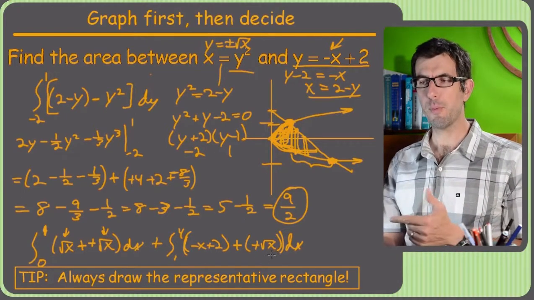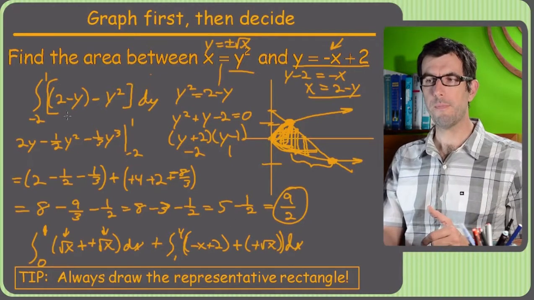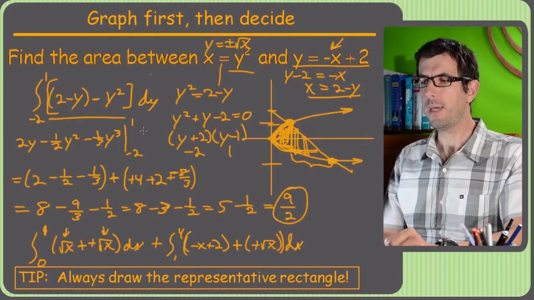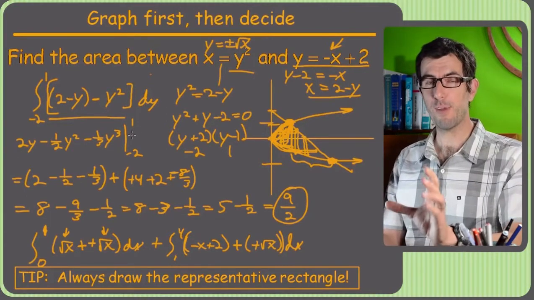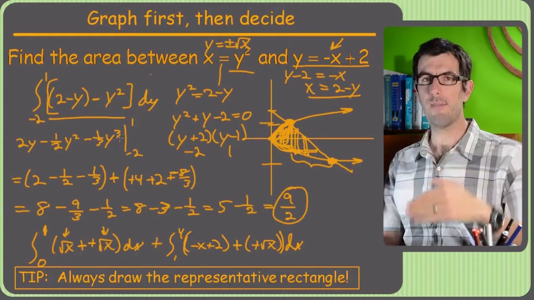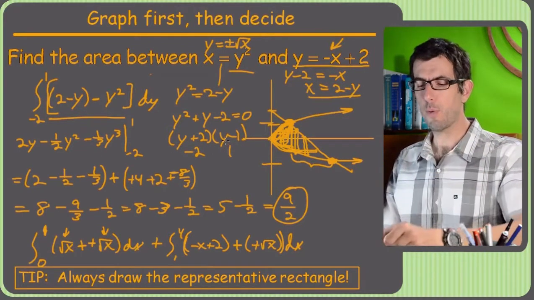I got roots multiple places. So this is like a hard thing to plug and chug through. Whereas on this one, no fractional powers, no roots to worry about. It was much more straightforward. That's why you want to look at the region and figure out which way is easier, which way allows you to only do one set of integration. And in this case, it was horizontal bars, which meant we wanted to do dy.